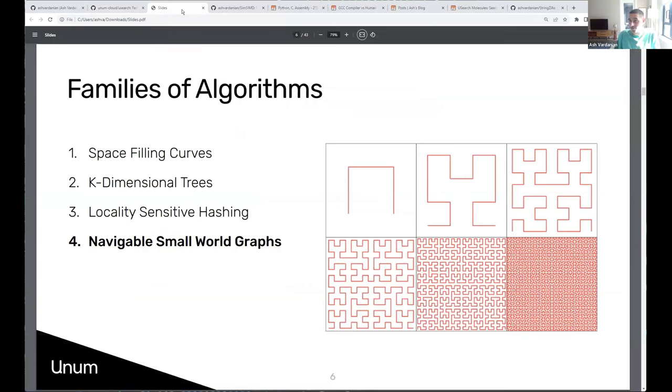I would generally separate them into four families. The first family is the most ancient one. It's called space filling curves. It's the one actually shown on the picture. So a few hundred years ago, Hilbert was working on a math problem where he tried to prove that the number of points on a two-dimensional grid of integers is identical to the number of points or integers on one axis. And he has a beautiful geometric proof for why it is the case.